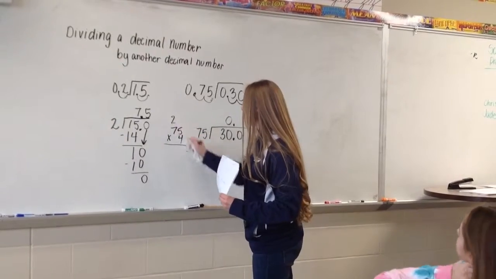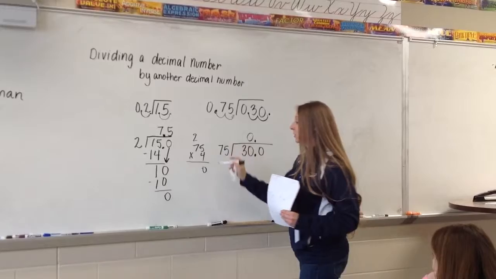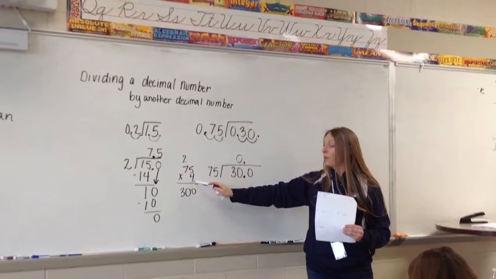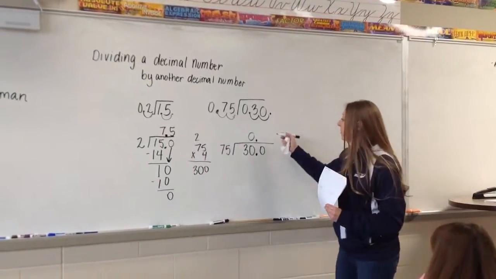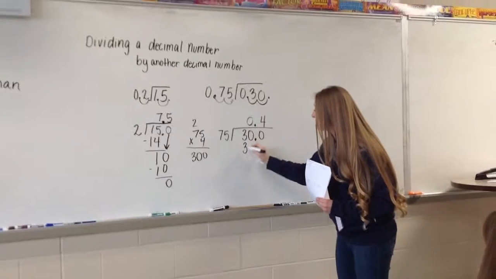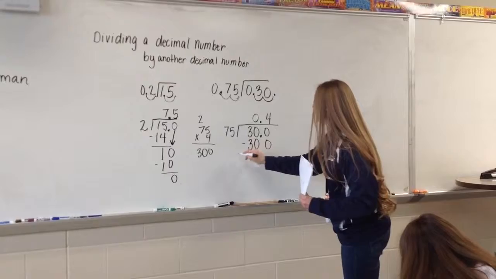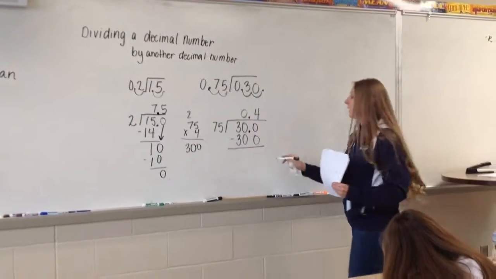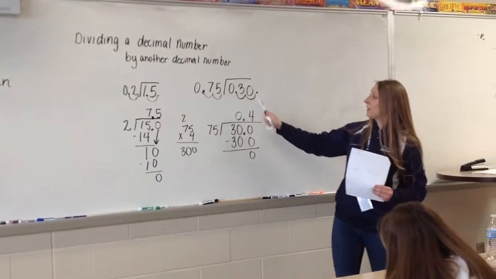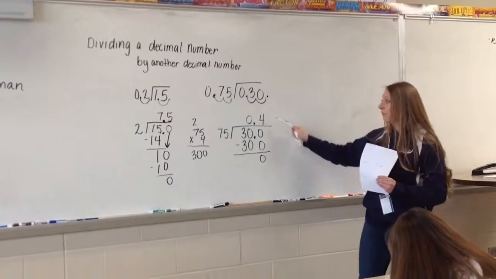5 times 4 is 20. Carry the 2, bring down the 0. 4 times 7 is 28. Plus 2 is 30. So 75 times 4 is 300. I'm going to put a 4 up here. And I know 75 times 4 is 300, so I go ahead and subtract. At this point, I forget about the decimal point. I've already placed it up in my quotient, and I have nothing left over. So, if I had 3/10 divided by 75 hundredths, I would end up with 4/10.